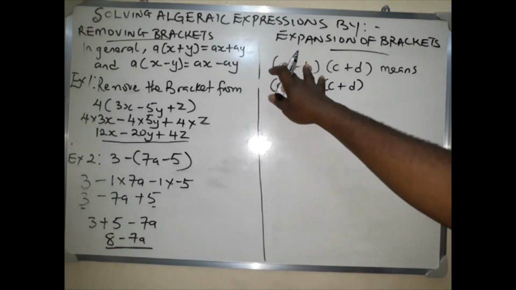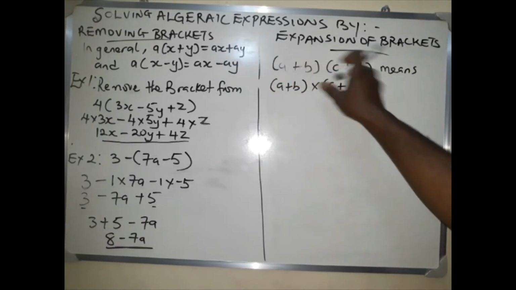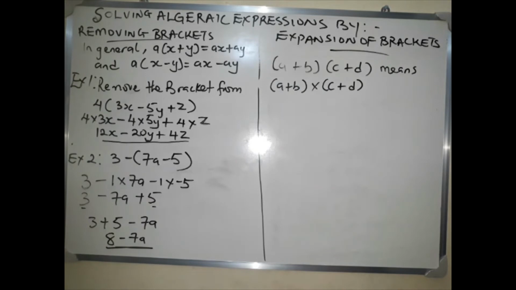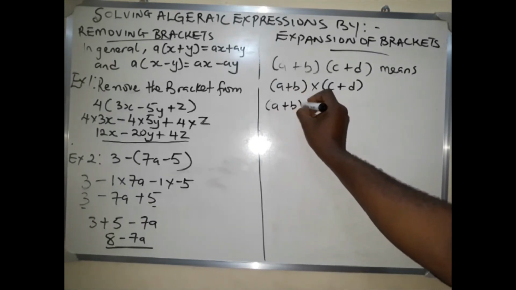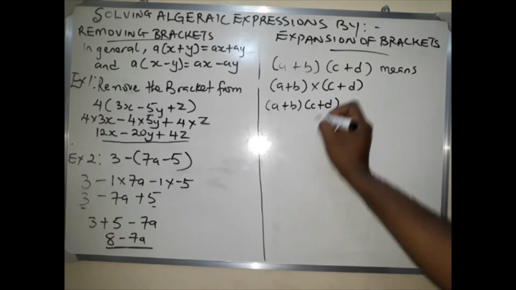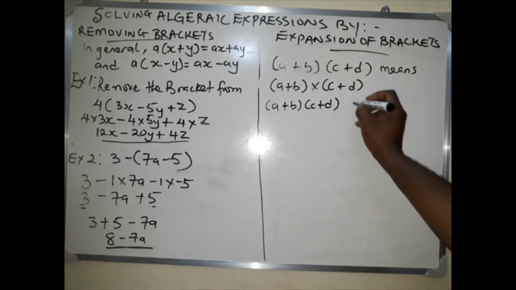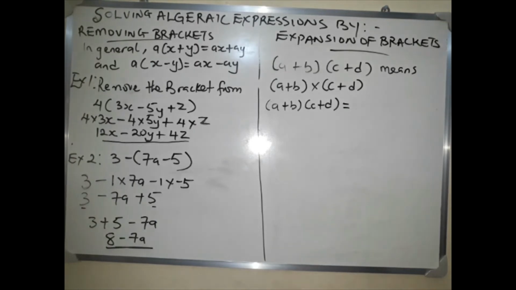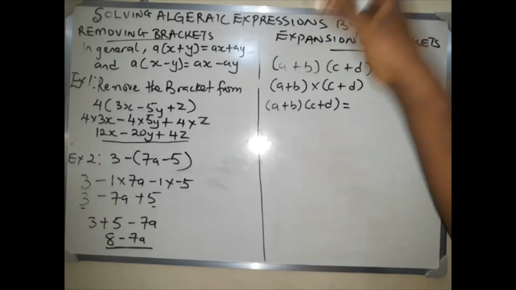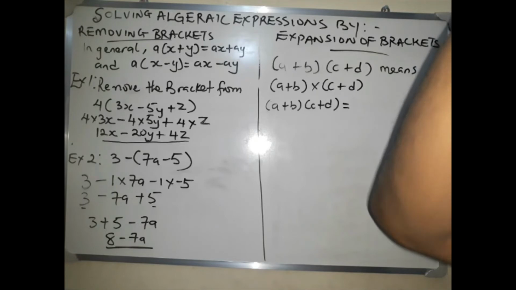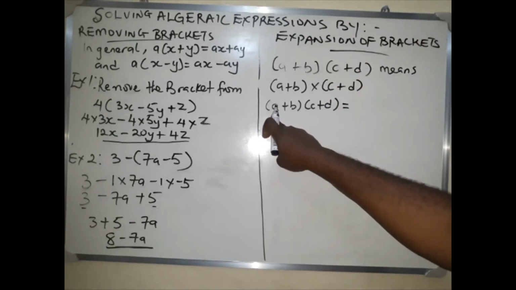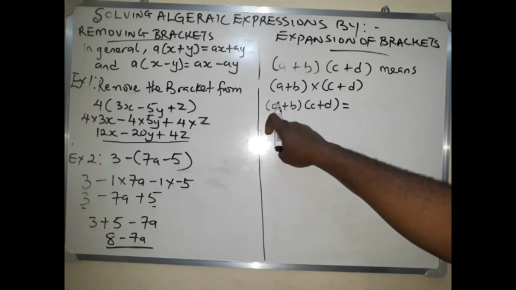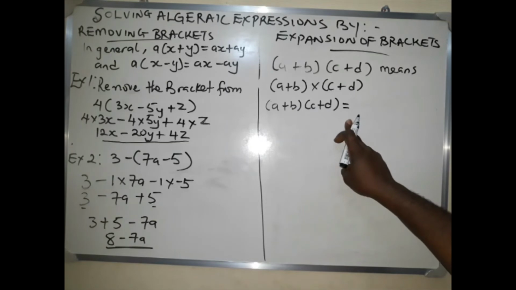That is what, whenever you see two expressions like this side by side, it actually means. Whenever you have something like this, it simply means that you're going to multiply these two expressions by each other. And the way you do that is you take one of the terms in the first bracket and you multiply everything in the second bracket.